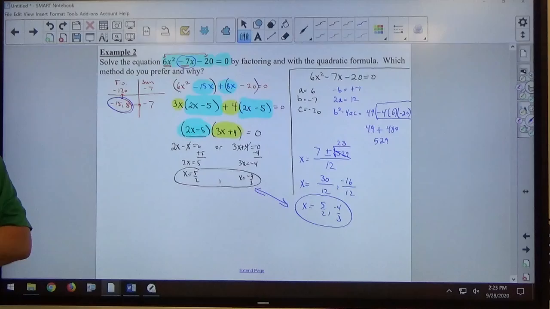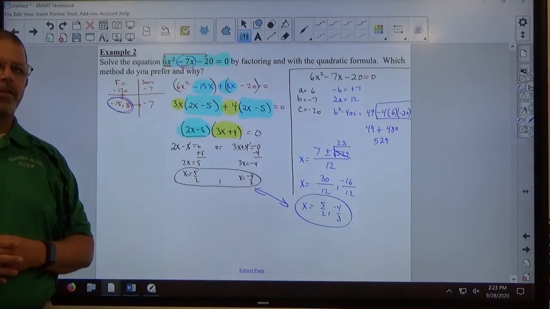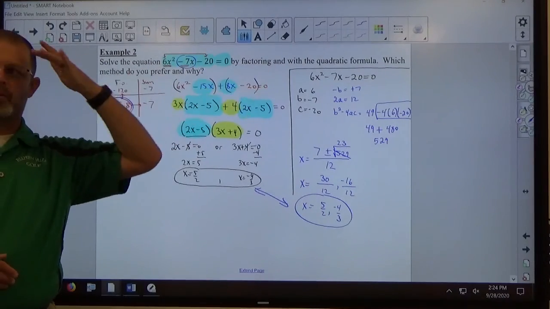I prefer that better. For the sake of tomorrow's quiz, use the factoring technique. Do not use quadratic formula on tomorrow's quiz.